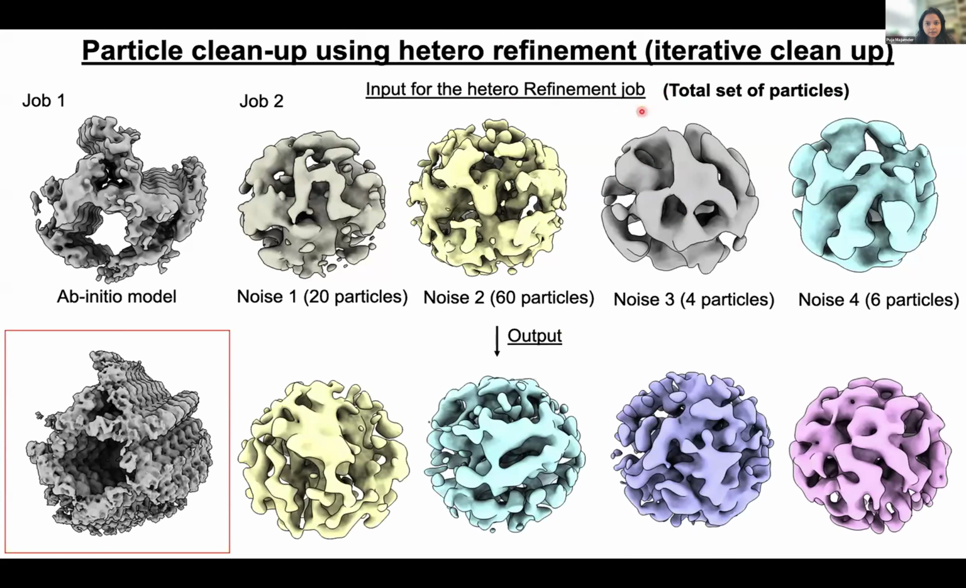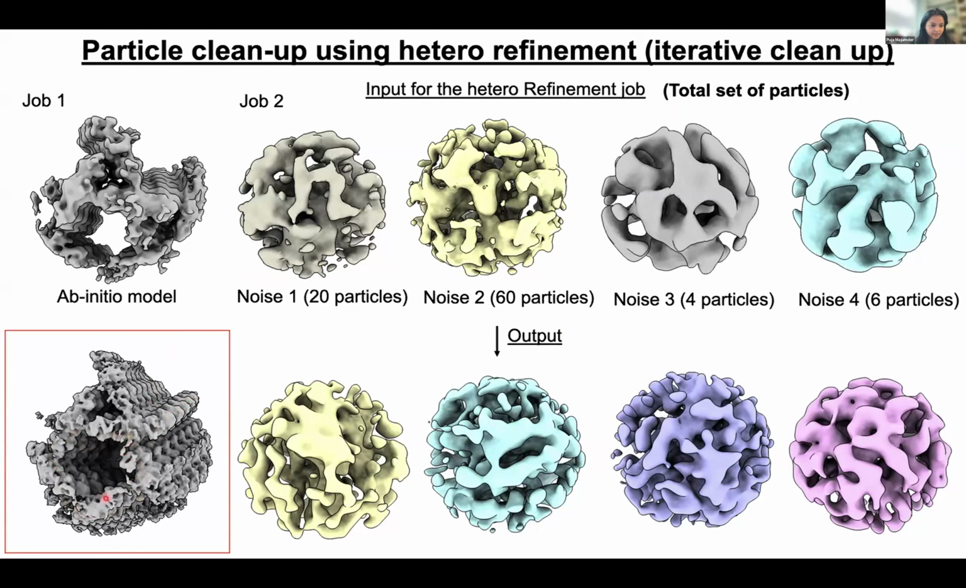The output I got from the hetero refinement job looks like this. The ab initio model improved significantly. Here I see the repeat units, the pentagonal assembly of the filament network, and here is the trigonal assembly. It helps us to clean up all the noisy particles with the help of these noise volume classes. And this step can be done iteratively as long as we want to clean up our particle set.